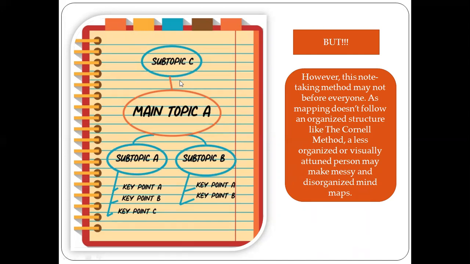It's also, I think, more useful than other methods while taking notes. But here I have to emphasize one thing. However, this note-taking method may not be for everyone, as mapping doesn't follow an organized structure like the Cornell method, and a less organized or visually attuned person may make messy and disorganized mind maps.